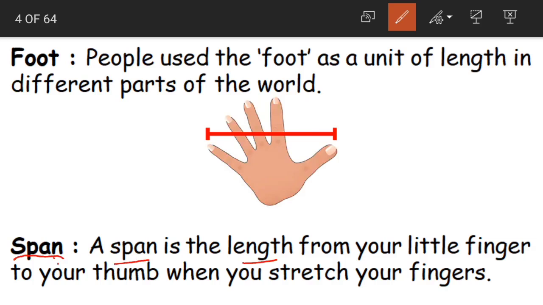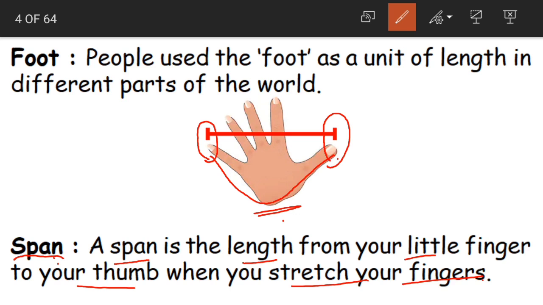A span is the length from your little finger to your thumb when you stretch your fingers. Are you able to see the picture here? We are stretching our hand, and then the length from our little finger to the thumb becomes one span. S-P-A-N. This length becomes one span.